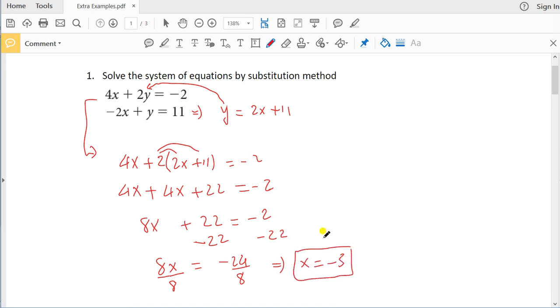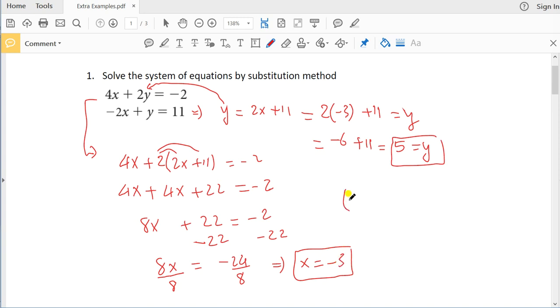Once we have x, we just have to solve for y, which we use the equation that we got in the beginning here, y equals 2 times x plus 11, and now x is minus 3, so 2 times minus 3 plus 11, which is y. Minus 2 times minus 3, that's minus 6 plus 11, and that is 5 for y. So y is 5 and x is minus 3, or you can write that in the ordered pair, x is minus 3 comma y is 5, and this should be the solution to this system of equations by using the substitution.